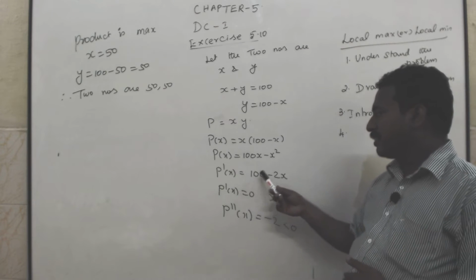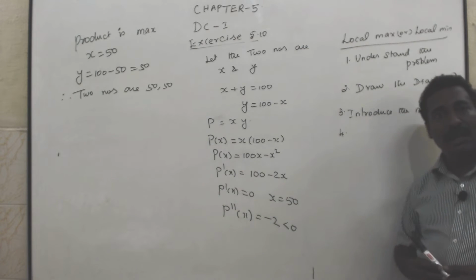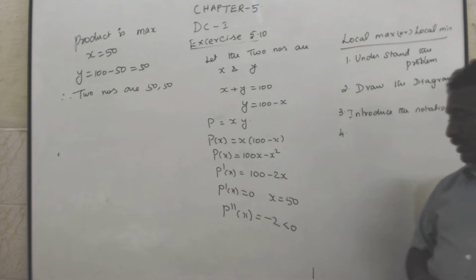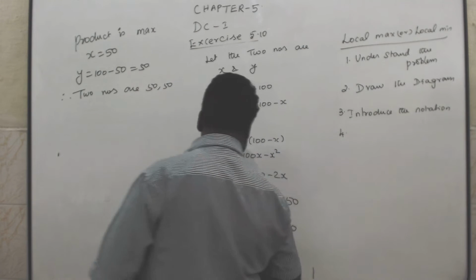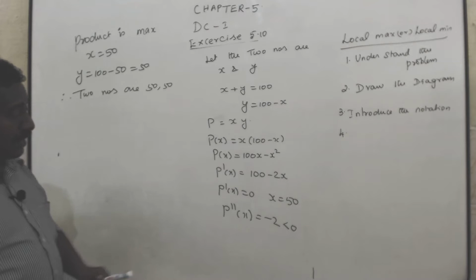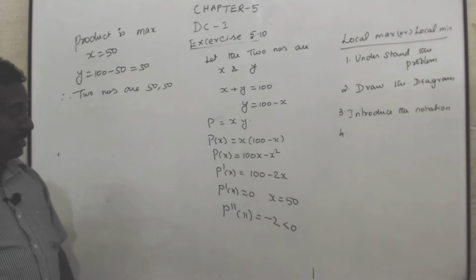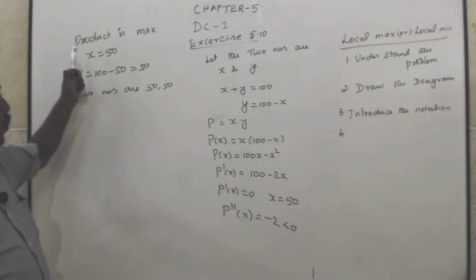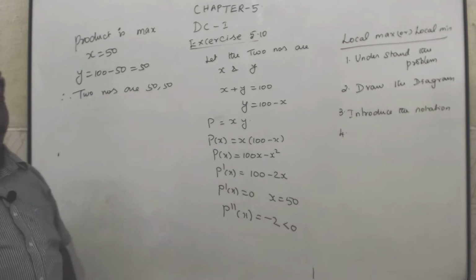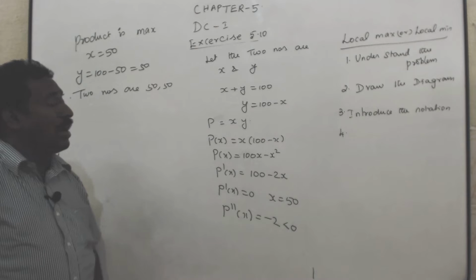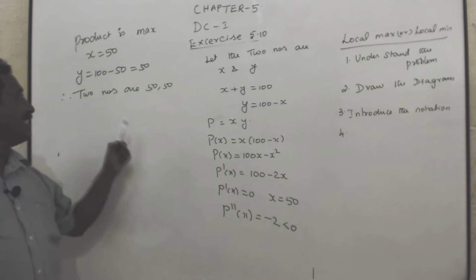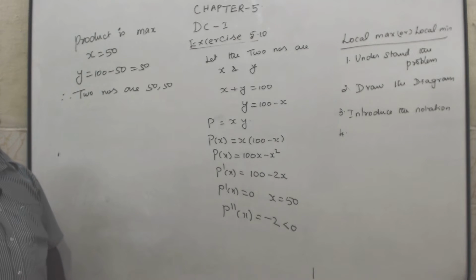P dash of x equal to 100 minus 2x. P dash of x equal to 0. Therefore, x is equal to 50. P double dash of x, once again differentiate, is minus 2, less than 0. Therefore, product is maximum when x is equal to 50, y equal to 100 minus 50. The two numbers are 50.